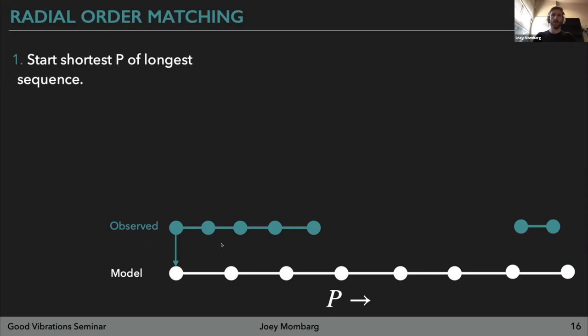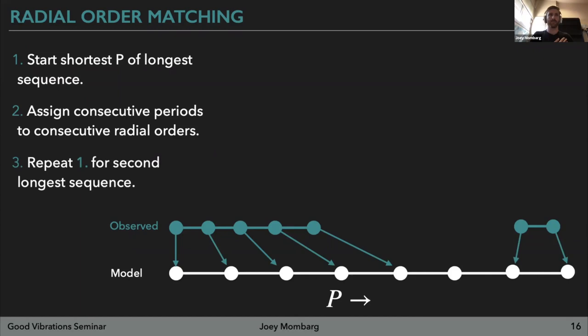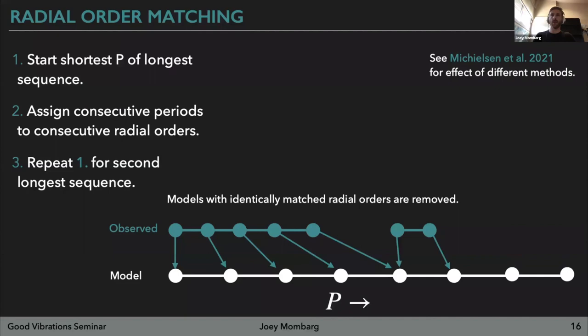in this case right here, and you match this to the closest period in the model. Then you assign the consecutive radial orders of the observed pattern to the consecutive radial orders of the model, and then repeat this for any second or third sequence that you may have. Sometimes it could happen that you have identified the same radial order in a theoretical model twice, and in this case, we just discard the model from our consideration. So this is, of course, one way to do it. So I advise you to have a look at the paper of Mathias Michielsen, who has tested the effect of radial order matching on an SPB star.